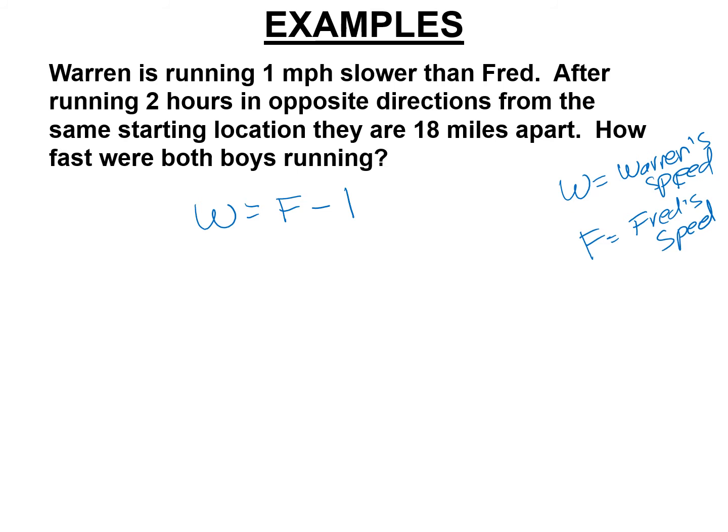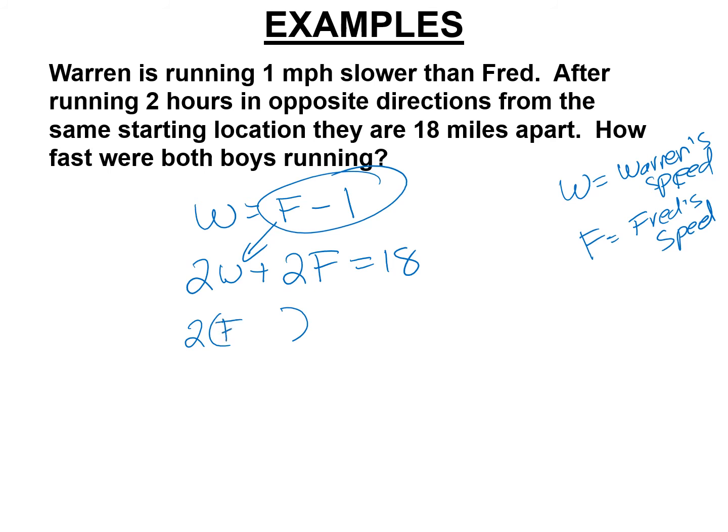Okay, so W, and they're both going for 2 hours. 2F, right? Warren ran for 2 hours, Fred ran for 2 hours, and they got 18 miles apart. That same pattern equation. All right, so that is F minus 1 equals W. Remember, we need our parentheses. So we're going to do distributive property. 2F minus 2 plus 2F equals 18.